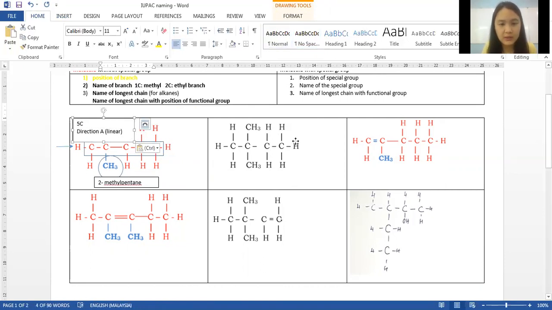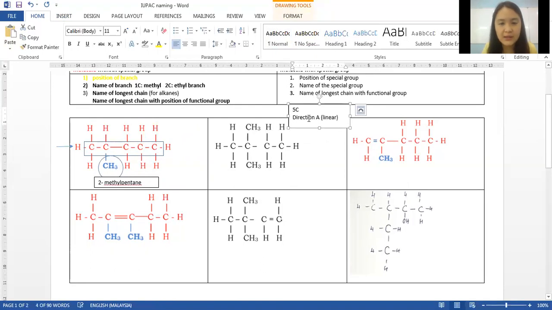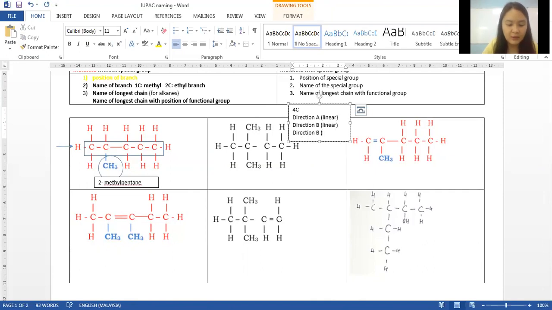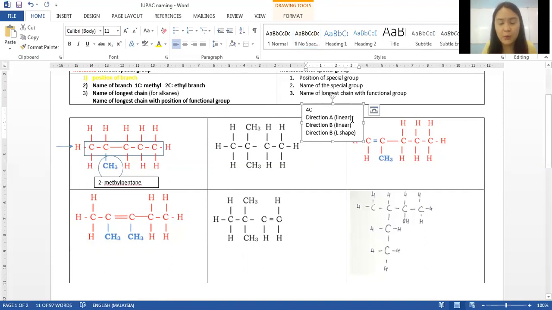So let's do a writing over here. For this one, maximum, I can cover 4 carbon. I can do it with direction A, linear, or I can get it from direction B, linear. I can also get it when I go direction B, L shape. To decide further, we have to pick the one that is closest to our branch. If I go for direction A, both branches are at position 2.